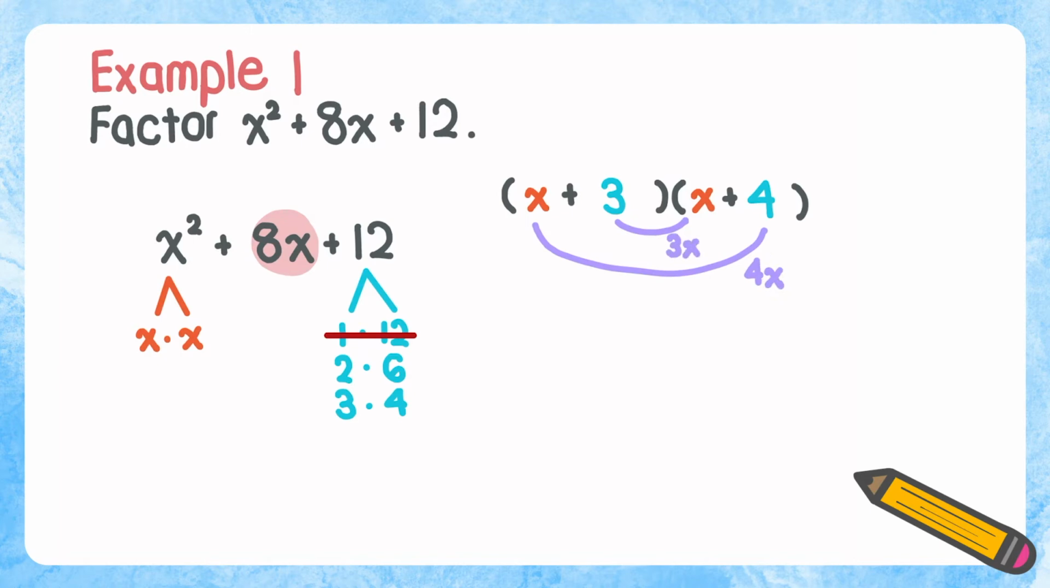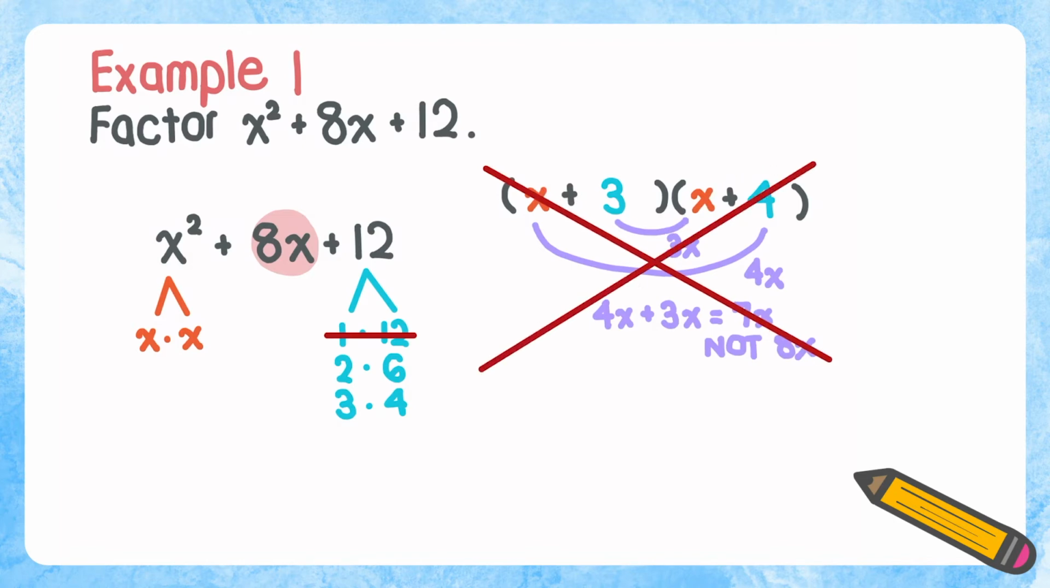And let's combine these two. So 4x plus 3x equals 7x. And that's not the 8x we're looking for. So I know that this is an incorrect option. So that didn't work, so let me cross that out. So I'm left with the 2 and 6 option. So let's try that out.